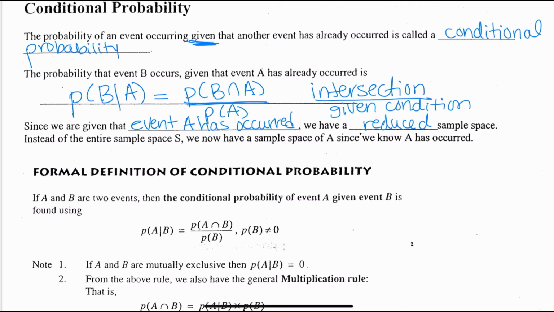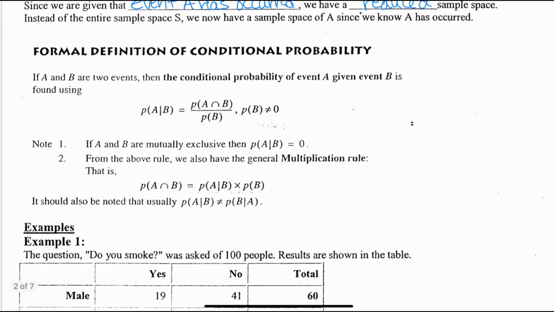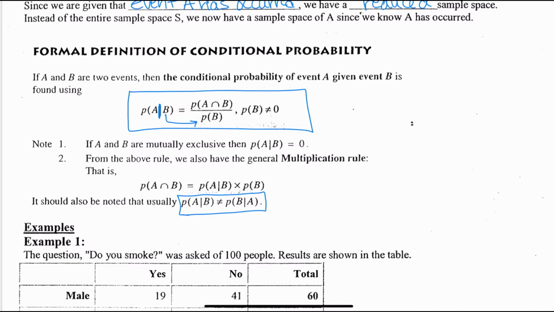So this formula is going to become very important as we work through some of the problems. This is the formula for conditional probability. Again, the bar is "given," and whatever comes after the bar is the given condition. Notice it's what my denominator becomes. So it's always intersection over given condition. And one of the things you have to keep in mind is that the probability of A given B is not going to equal the probability of B given A. If it does, it's just a coincidence, but not necessarily.